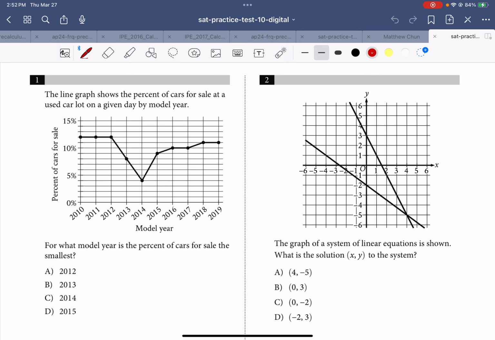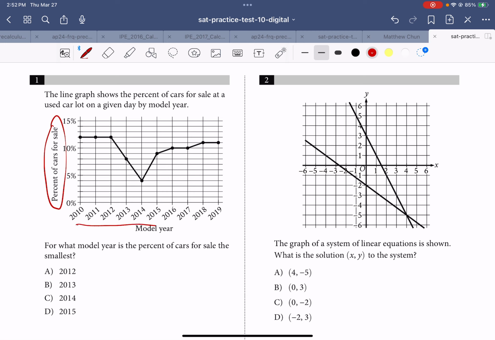Number 1, the line graph shows the percent of cars for sale at a used car lot on a given day by model year. The question is, for which model year is the percent of cars for sale the smallest? The left-hand side is the percent of cars for sale, and the x-axis is the model year. You're looking for the smallest, so that year is 2014.